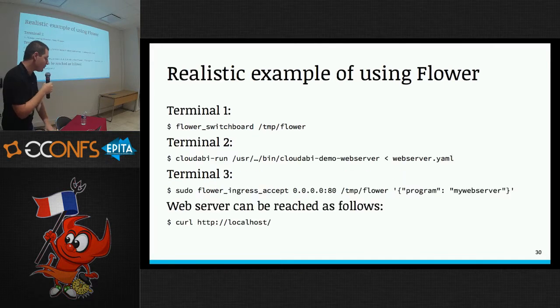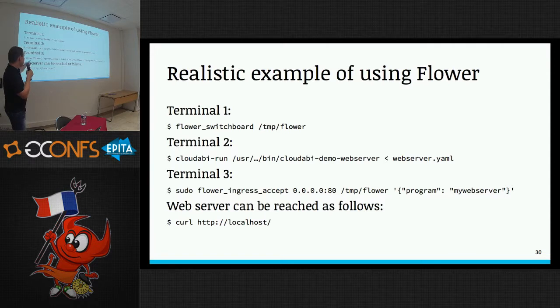So here's a more practical example of how you could be using it. Again, you start the switchboard, but instead of using flowercat, you could use CloudABI run to spawn a CloudABI process. There's a simple demo web server nowadays that's already prepackaged that you can use. And inside of the YAML, which I haven't put on this slide, you refer to the switchboard listening on /tmp/flower, and you say, I want to run this process listening on Flower.